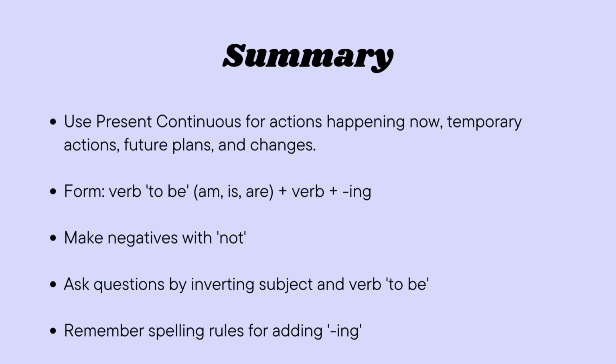To summarize, the present continuous tense is used for actions happening now, temporary activities, planned future events, and changing situations. It's formed with the present tense of to be, am, is, are, plus the main verb with -ing. Don't forget the rules for negatives, questions, and spelling. Keep practicing and soon this tense will become easy and natural for you.